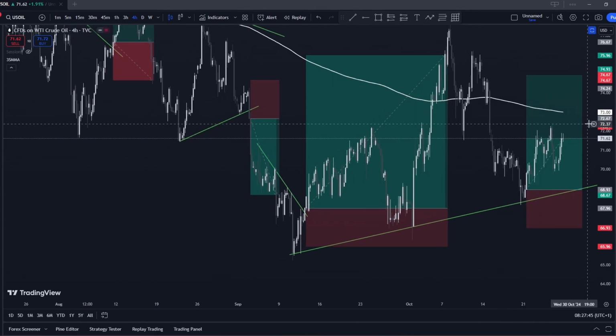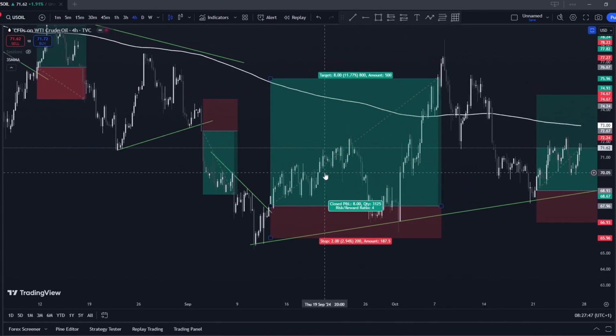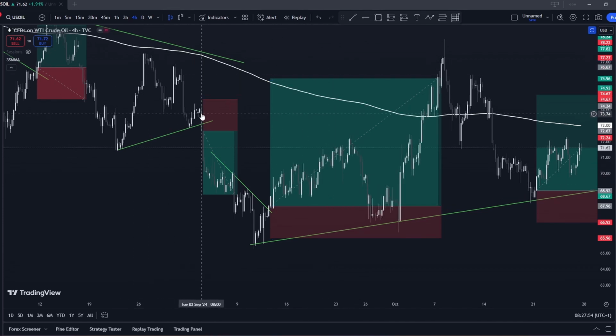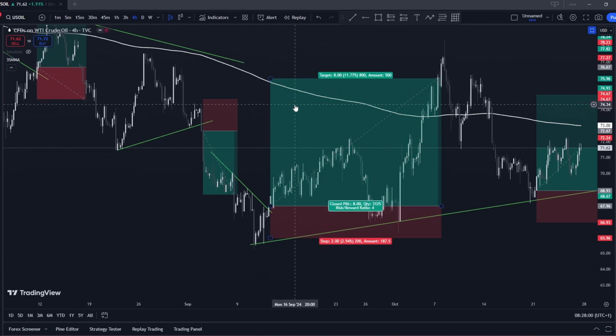This one here was a massive trade, and it took over 3 weeks to play out, but it's a 1 to 4 risk-reward ratio. Again, the nearest market structure could have targeted this, could have targeted these. I ended up targeting between these and then rounded down for a 1 to 4 risk-reward ratio.